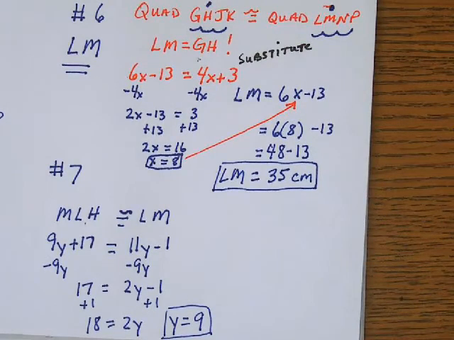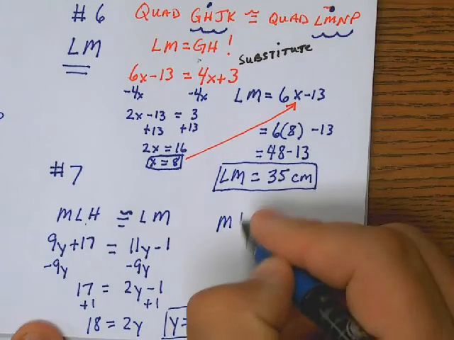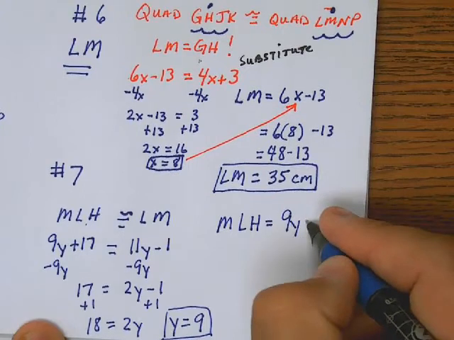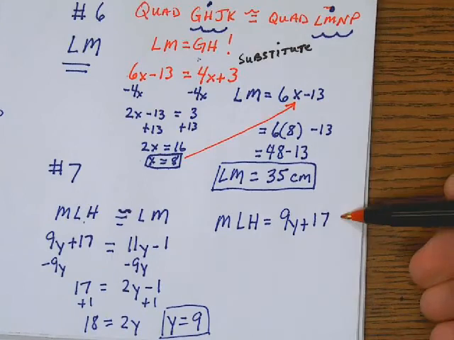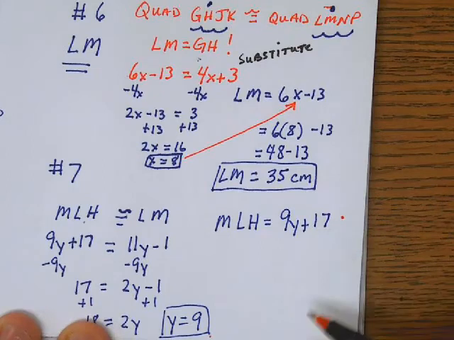Is that the final answer, though? No, not at all. Because we're trying to find the measure of angle H. And we know that that is equal to 9y plus 17. So what do you think we need to do, Mason, with this y equals 9? If this is the measure of the angle that we're trying to find, and we know that y equals 9, how are we going to find what it equals? What do we need to do? Any idea? Okay. Ethan, what do you think?